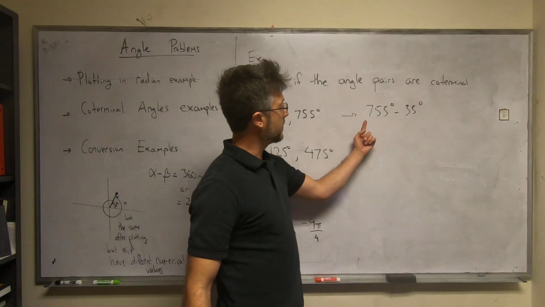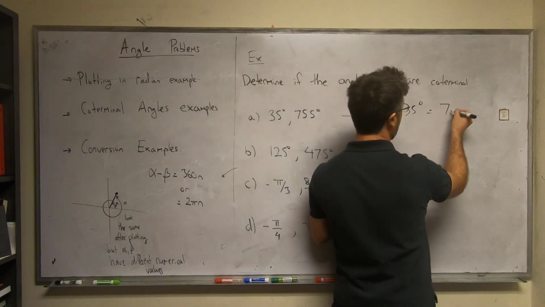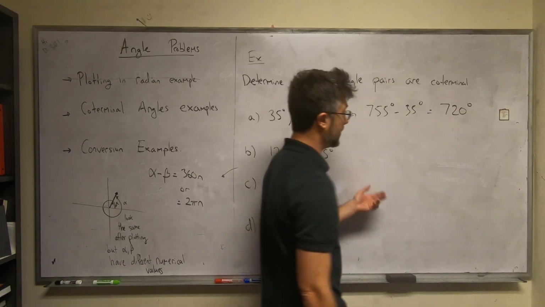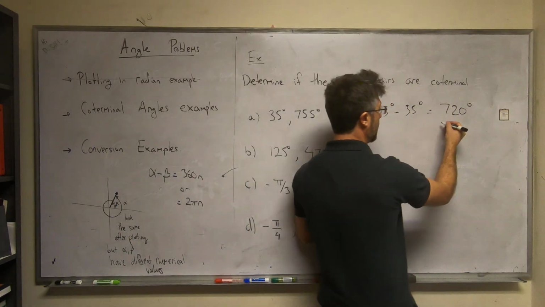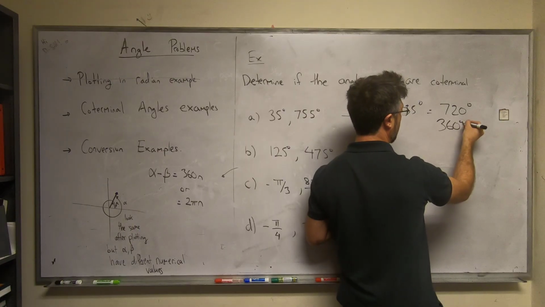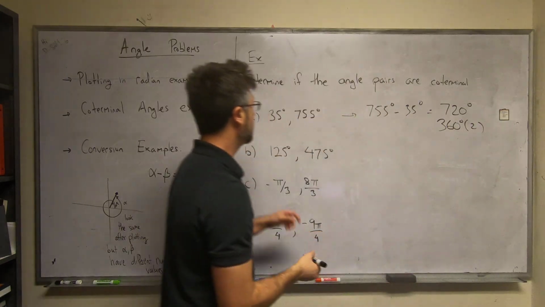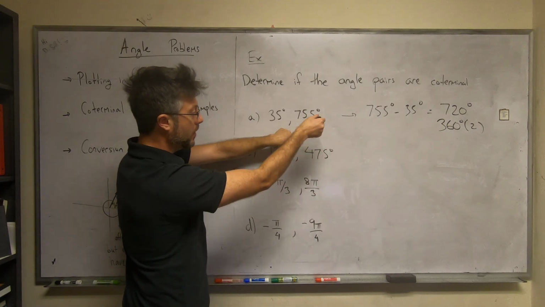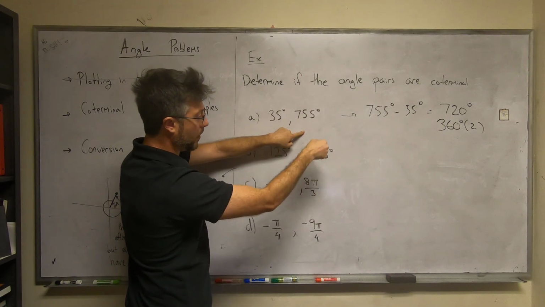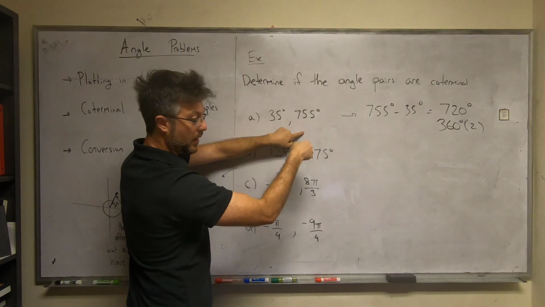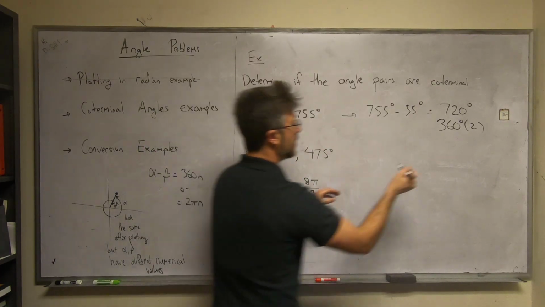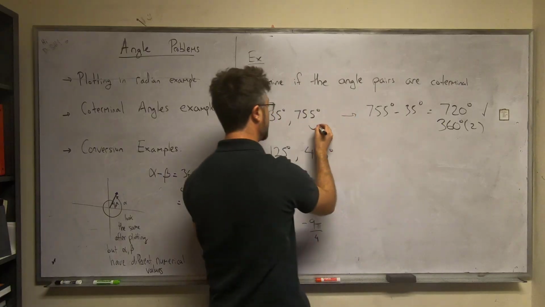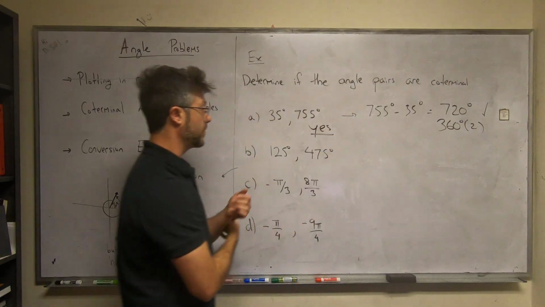And here, if you subtract these two away, then you do in fact get 720, which is double of 360, i.e. to get from 35 to 755, we would plot 35 and crank around once for 360 and once more for 720. So we put a check mark. Yes, these are coterminal angles.